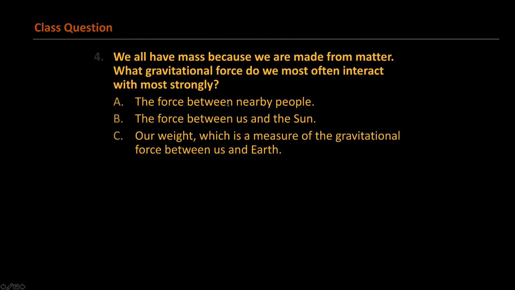All right, so we all have mass because we're all made of matter. What gravitational force do we most often interact with most strongly? Okay, the force between nearby people, because other people have mass too. And everything with mass exerts a force on everything else with mass. So you and your friend both exert gravitational forces on each other. They are quite small, in fact, not really measurable, but you do.